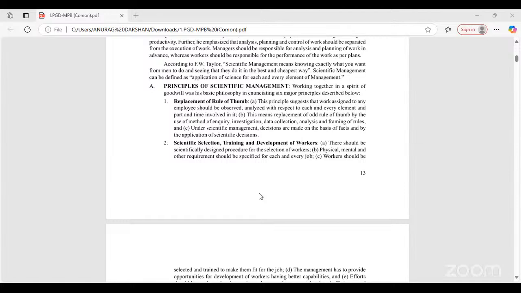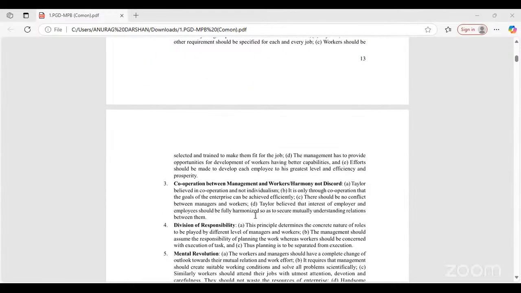So for scientific selection, you need to put the conditions, like what are the physical and mental requirements to appoint a person. And workers should be selected and trained. Definitely, you need to select a worker and train him according to your work. Not every work is suitable, right? Maybe a person has already completed a work, or already has experience in doing a particular work. You cannot say that the same person can do a similar kind of work, right?